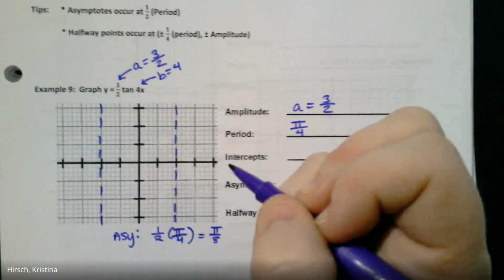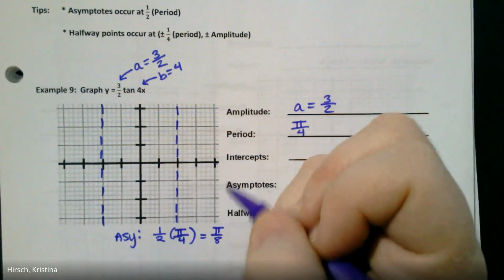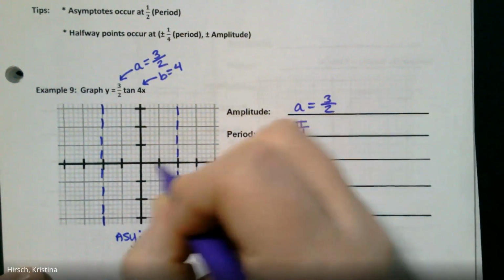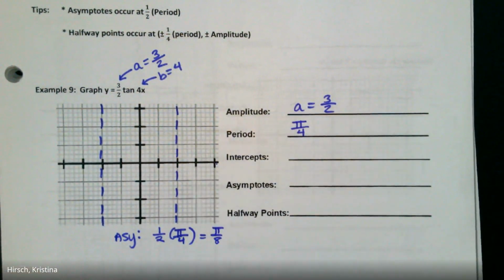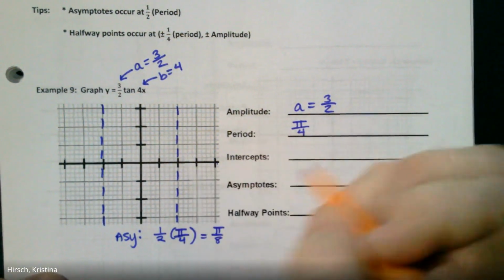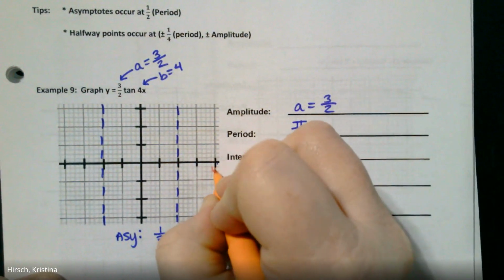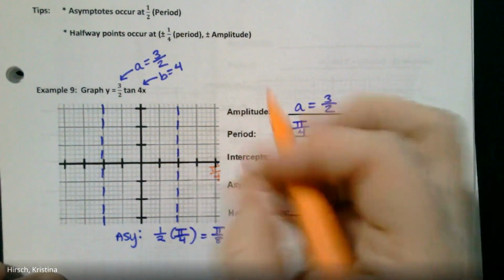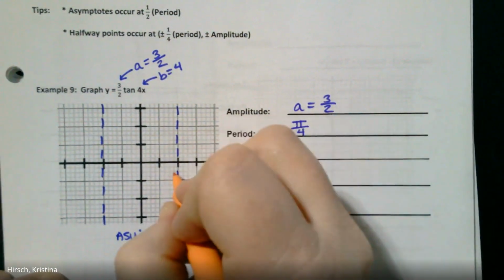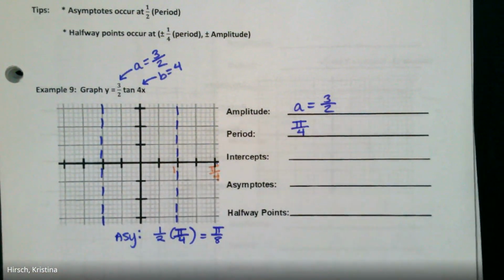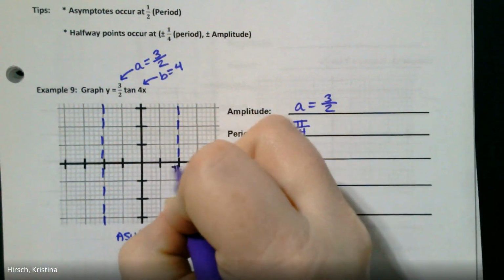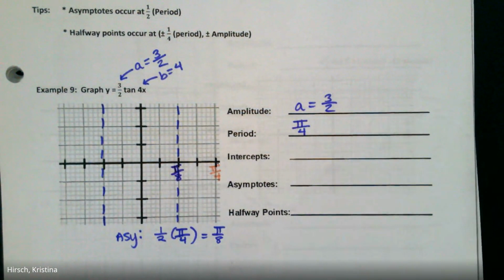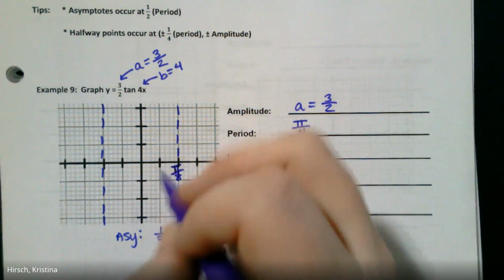Another way that I like to think about this that may make it a little bit easier for you is to think about your quarter marks. Okay, so I'm not going to do all of these in purple. All right, so if my period is pi over 4, think about that, 4 increments. What's half of pi over 4? Pi over 8. I'll do this one in purple. Well, what's half of pi over 8? Pi over 16.